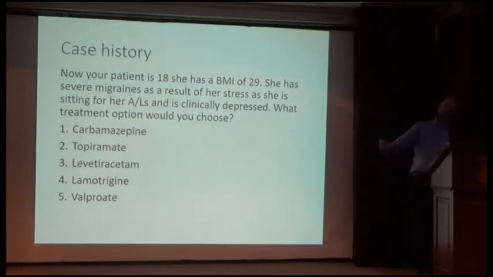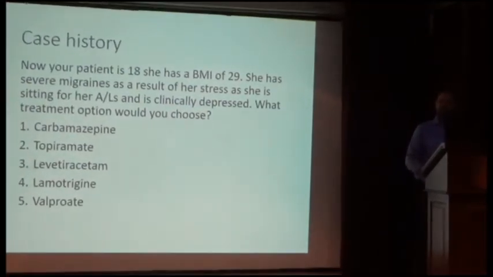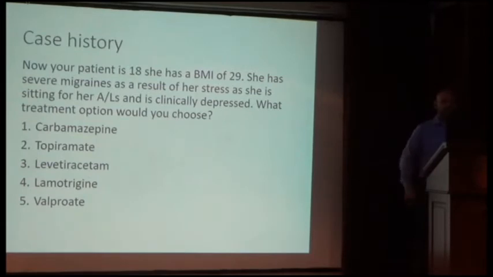Now the previous patient is now 18. She's 17, now 18. Has a BMI. She's been overeating. Okay. Now has a BMI of 29 because her A-levels are close by. Stress eating. She has severe migraines as a result of her stress. She's sitting for the A-levels and she's clinically depressed. What treatment option would you choose now?